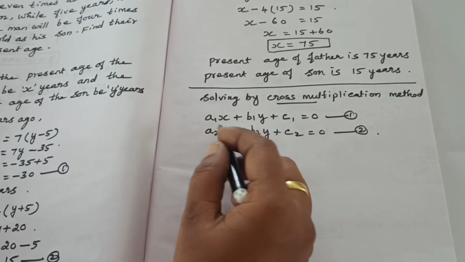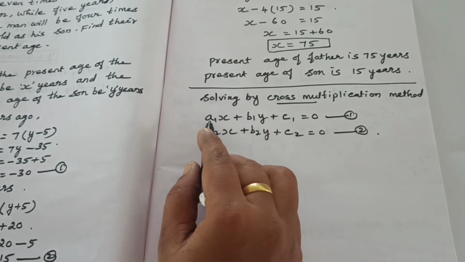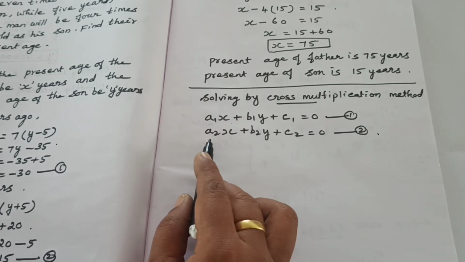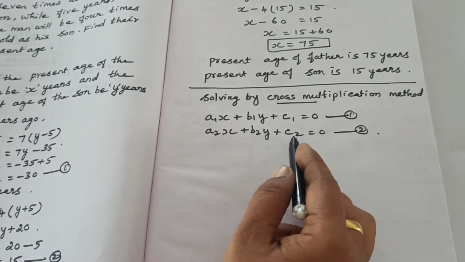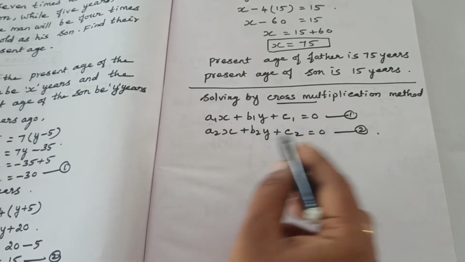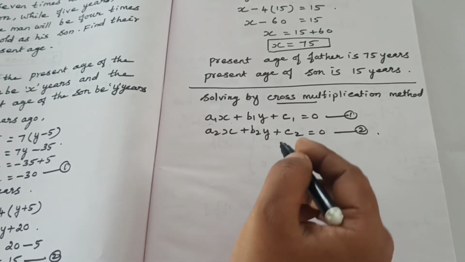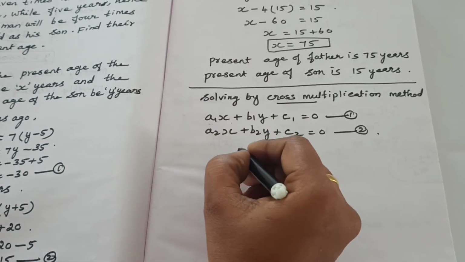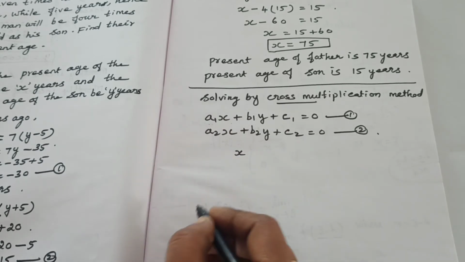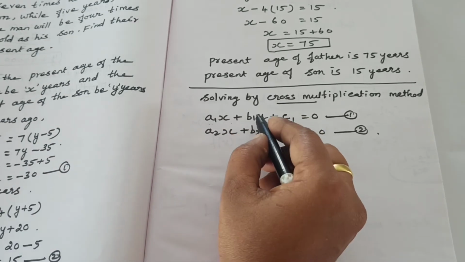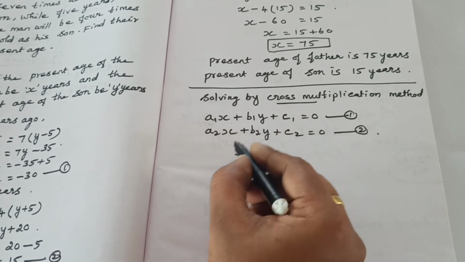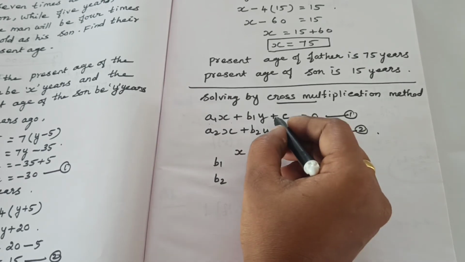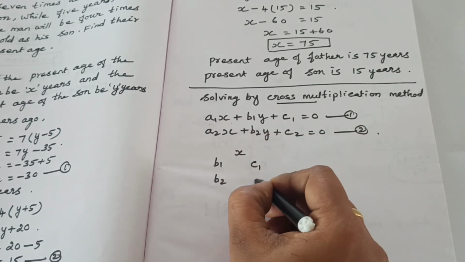Okay, and then the general form of the equation you say: a1x plus b1y plus c1 is equal to 0. That is equation number 1. a2x plus b2y plus c2 is equal to 0. That is equation number 2. Like that, 2 equations we have to take. Okay, then how can we find? In short form I am giving first, and then x in the middle you should write it. Then the second term coefficient you should write down, b1 b2. Then the constant term we have to write here, c1 c2.